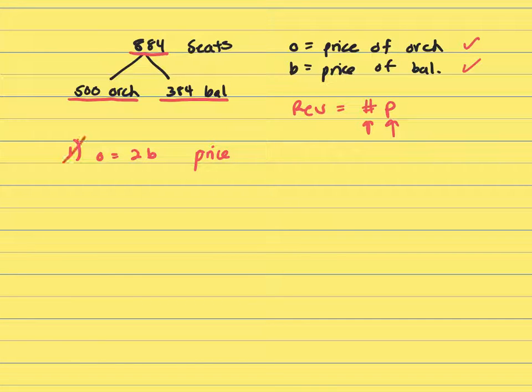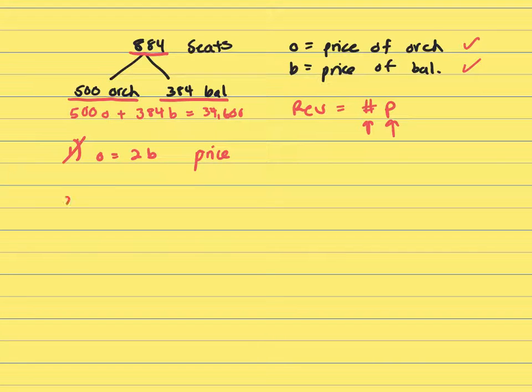All right, by the way, I don't think that really matters. I was just going to say that if you sold all your tickets, it'd be 500 times O plus 384 times the price of those, B, and that will give you your total revenue, which is, what do they tell me? 34.6.